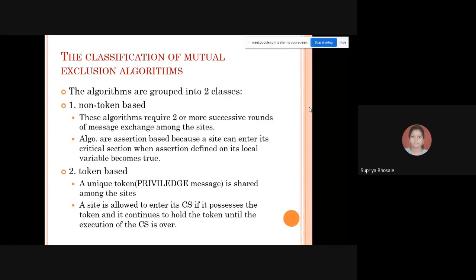So how these kind of passes will be done in case of non-token, that we are going to see in case of Lamport algorithm and also in Ricart-Agrawala algorithm. Fine. And second type is nothing but the token based algorithm. So here a unique token, that is nothing but the privileged message, is shared among the sites. Some particular message will be shared in between all the sites present in your network. Here a site is allowed to enter its critical section if it possesses the token, and it continues to hold the token until the execution of critical section is over.